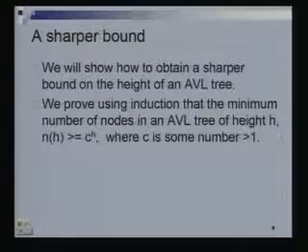So we are going to use induction and we are going to do a tighter analysis of the same thing. We are going to show that the minimum number of nodes in an AVL tree of height h, which was n of h, is at least c to the h, where c will be some constant more than 1. What did we show in the previous slide? It was that n of h was at least 2 to the h by 2.